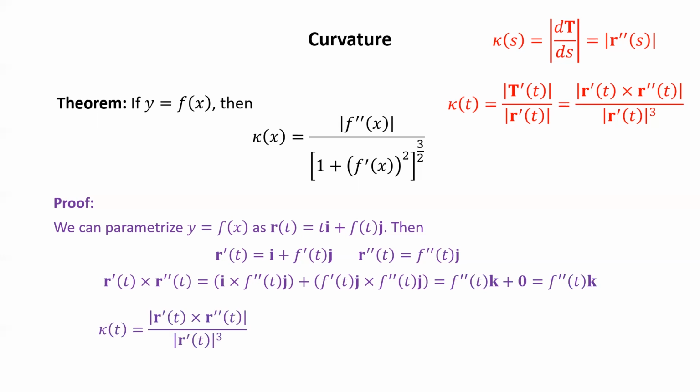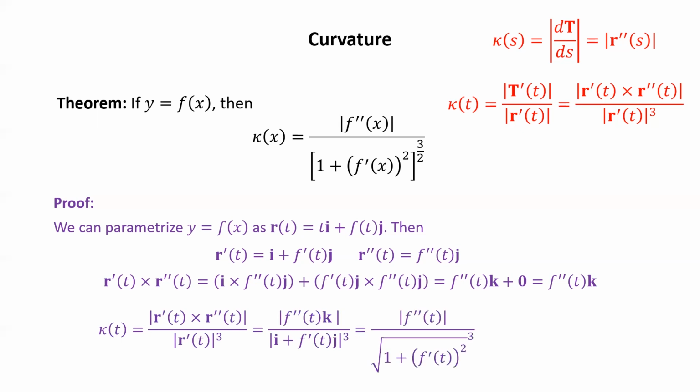So now the curvature is the length of the cross product that we just found divided by the length of r prime of t cubed. So the length of f double prime of t k over the length of i plus f prime of t j cubed. So up top, we get the absolute value of f double prime of t, and on the bottom, we get the square root of 1 plus f prime of t squared, all cubed, which we could rewrite as to the 3/2 power. And also, since we set x equal to t in the beginning, we could replace the t's by x's at the end here.